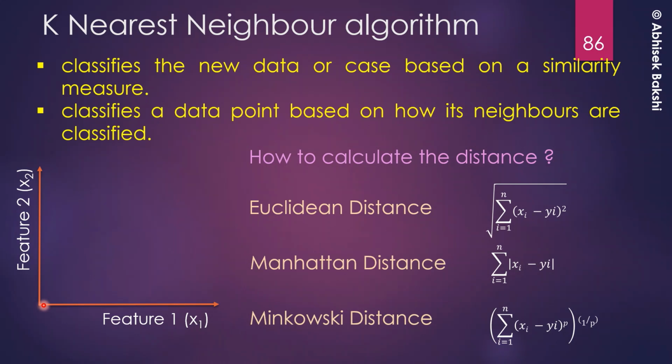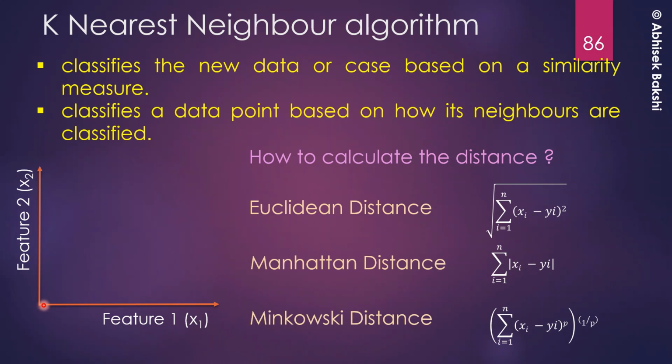And that's why I have written this, how to calculate the distance. There are three different ways you can calculate it. One we call Euclidean distance, then Manhattan distance, and Minkowski distance.